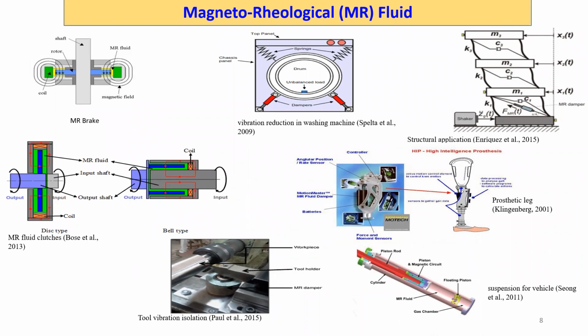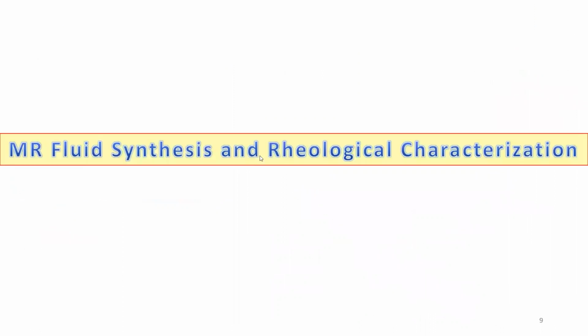Korean researchers have used it for prosthetic legs and suspension of vehicles, and even for tool vibration isolation in machining applications. It finds its place in many applications where damping, vibration reduction, or application of brakes and clutches are concerned. Okay, so these are all the typical examples of MR fluids, and since it is a mixture of fluid and some carrier material, it is called a smart material.